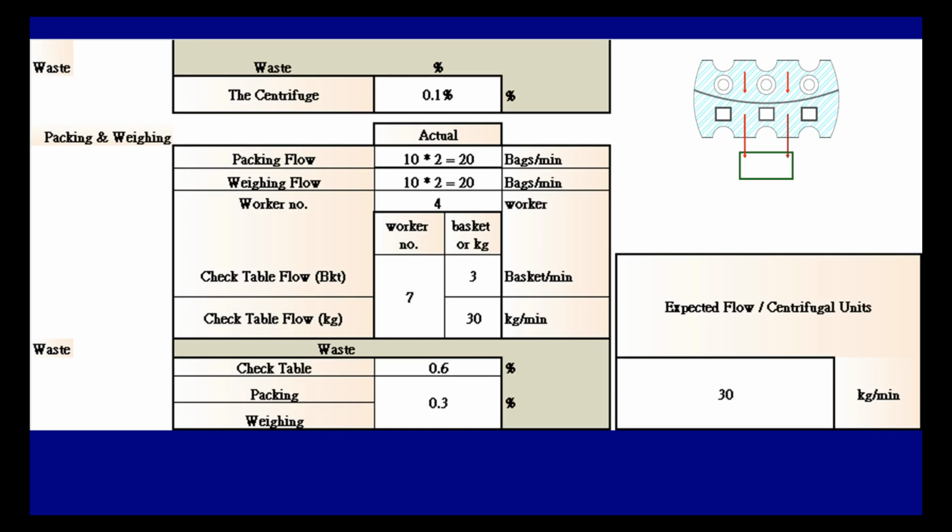Next step includes the check table and the packing and weighing table. Wastes: check table 0.6%, packing and weighing table 0.3%. Expected flow per centrifugal units: 30 kg/min.